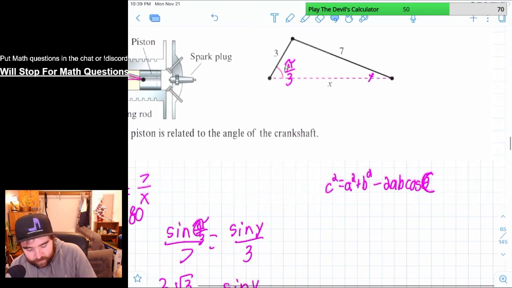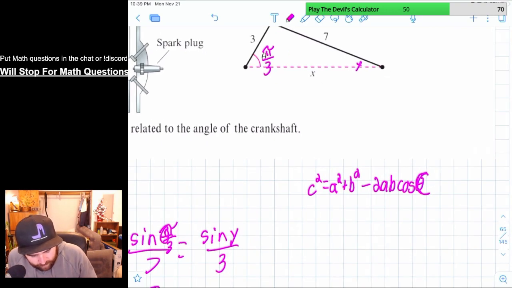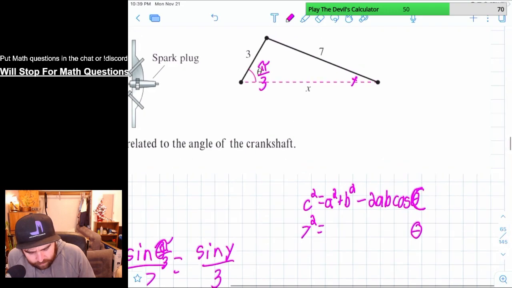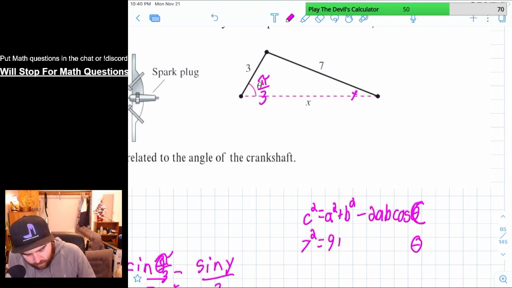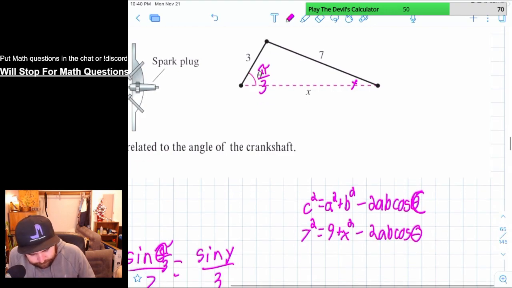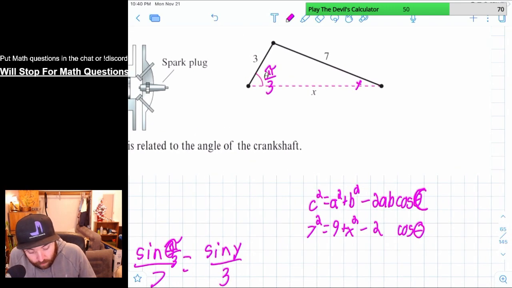So they do want you to do this, and they want you to plug in the stuff that you want to plug in. So I'd say we should use the angle we care about as our angle. But that means this is just going to be 7 squared, because that angle is always across. It corresponds to the side across from it. So 7 squared equals 3 squared plus x squared minus 2ab cosine theta. But what are a and b? A and b are 3 and 7. Well, no. A and b are 3 and x. So this is 6x.